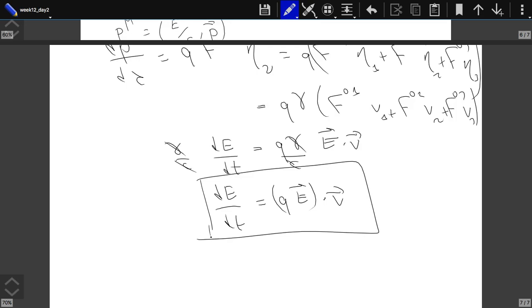Okay, just pay attention to the notation. There is no vector sign on top of this E. That is the energy of the particle. There is a vector sign on top of this E. That is the electric field. But this is nothing but the equation we already know. The rate of change of the energy of the particle depends only on the electric field. This is the power.